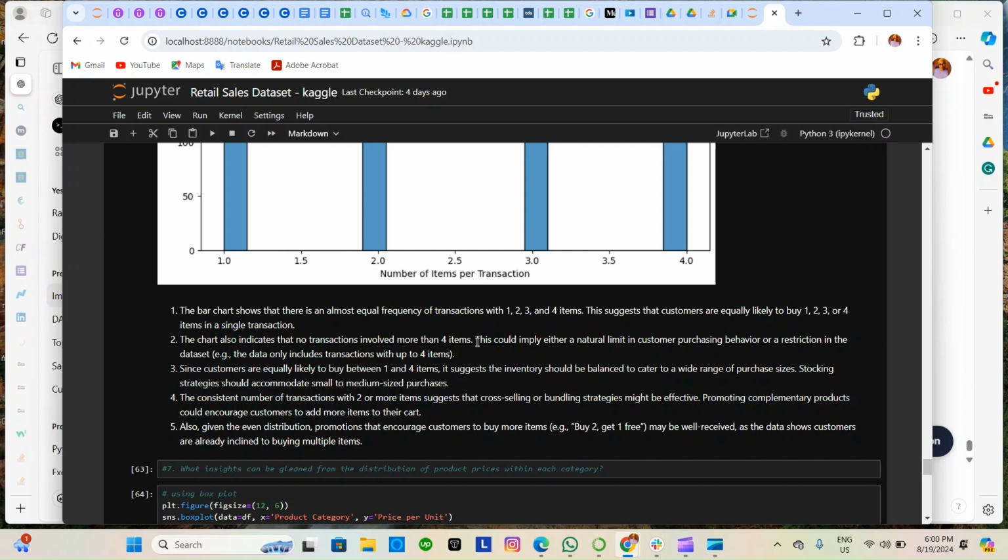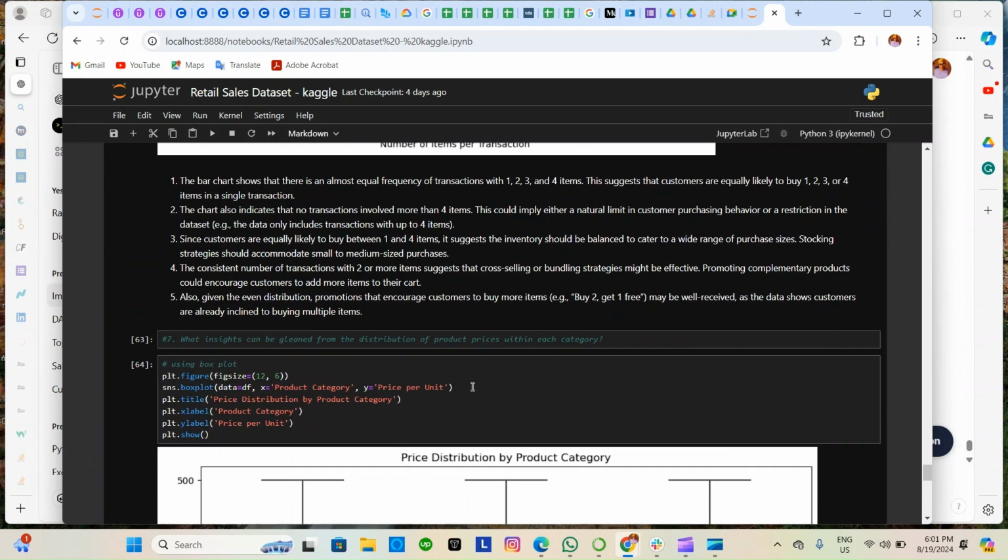Since customers equally like to buy, this suggests that inventory should be balanced. This is what I was explaining, that there should be a wide range of purchase options. The stocking strategy should be well coordinated to accommodate small, medium or higher sized purchases.